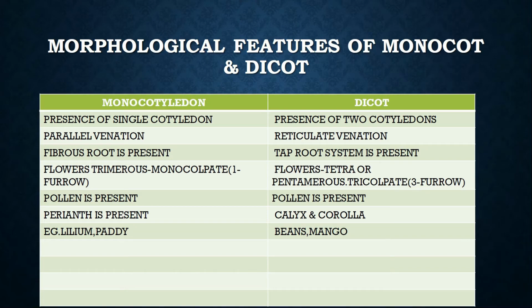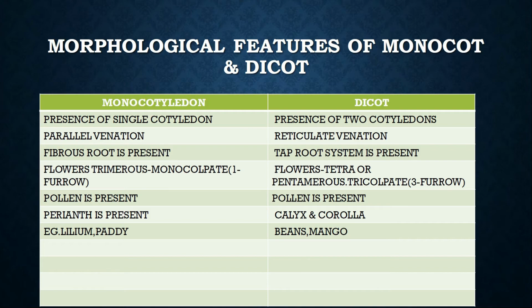What are the differences between monocot and dicot? Monocotyledon plants have a single cotyledon in their seeds, whereas dicots have two cotyledons in their seeds. The leaves of monocot plants have parallel venation, whereas the leaves of dicot plants have reticulate venation. Fibrous root system is present in monocots. Taproot system is present in dicots. The flowers are trimerous in monocots. The flowers are tetramerous or pentamerous in dicots.